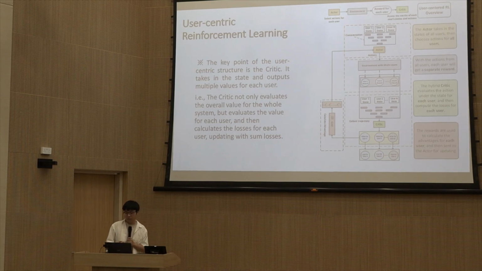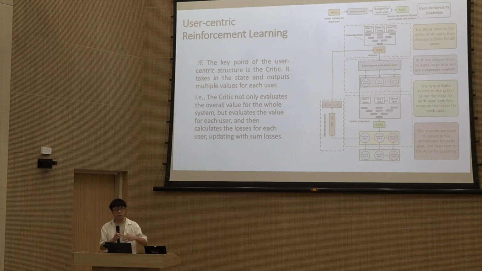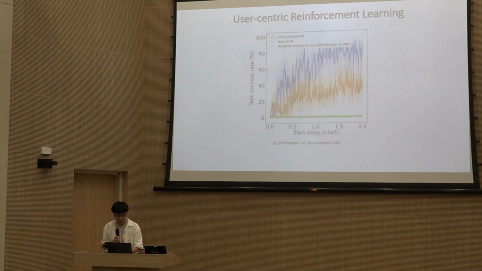So we will calculate the loss for each user, and we use the weighted sum of losses for updating the critic together. We have also conducted simulations for this scenario, and you can see from this figure that the user-specific reinforcement structure is much better than the normal one.